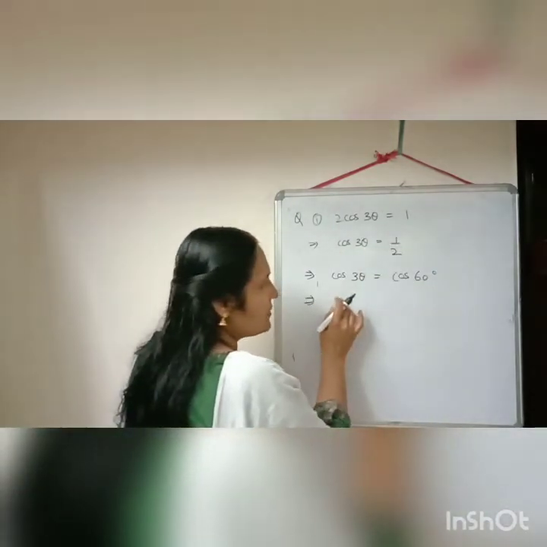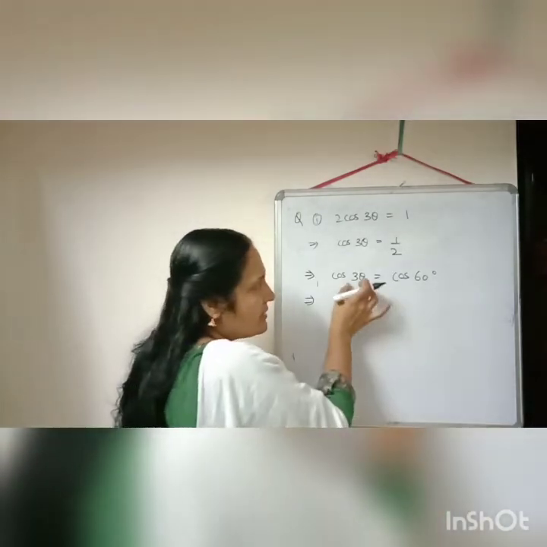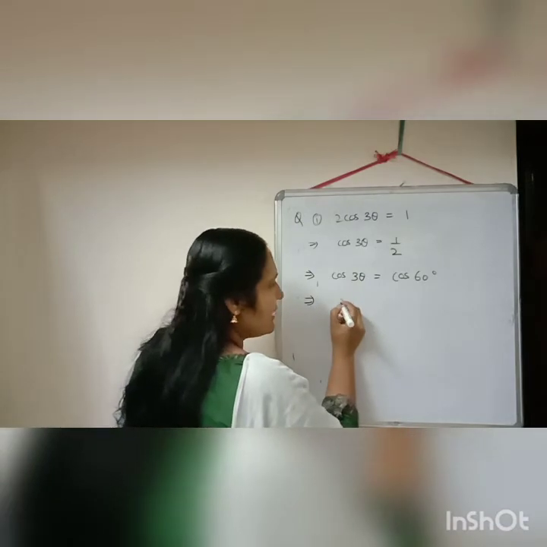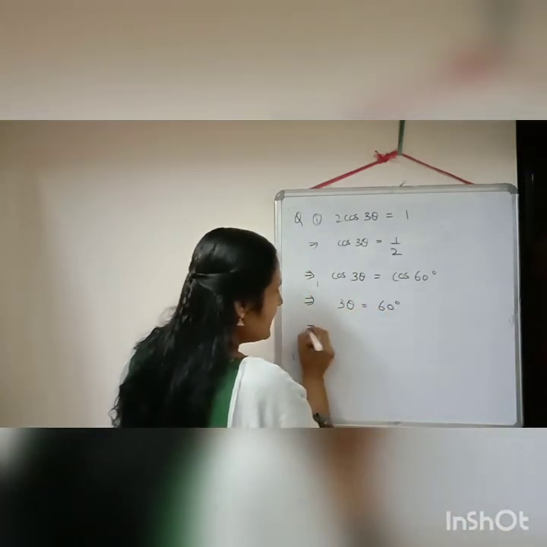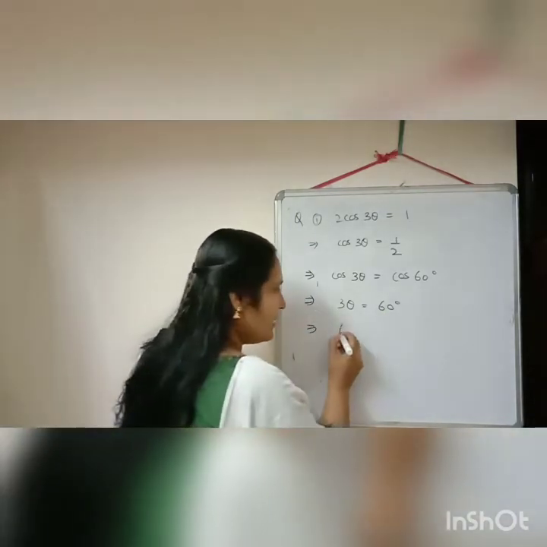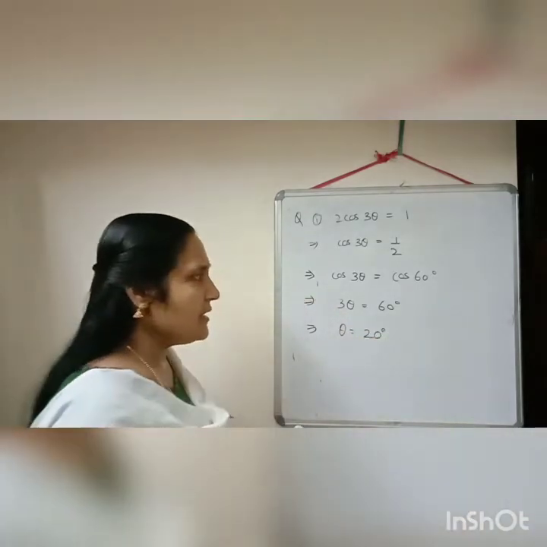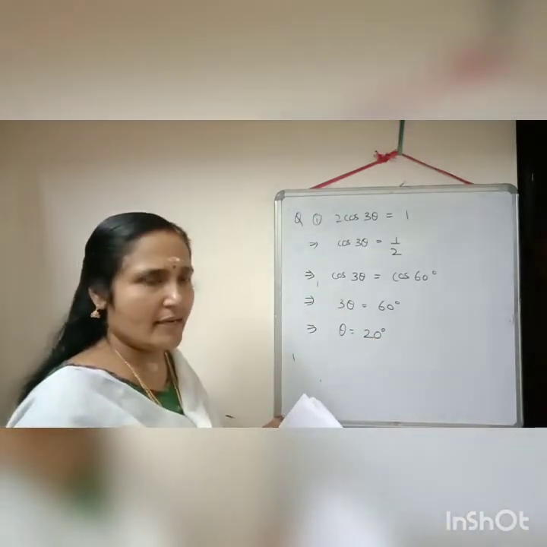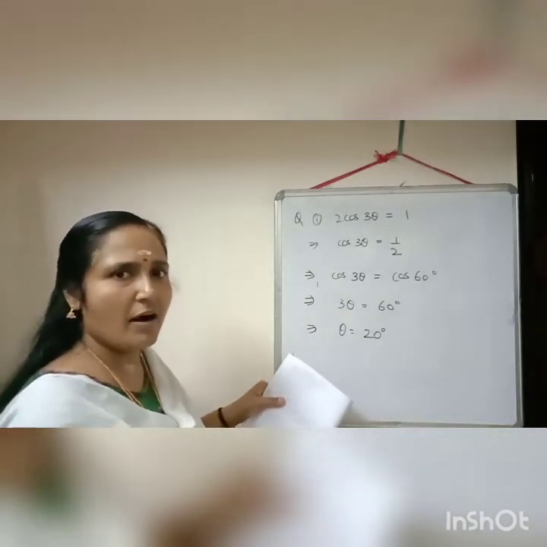So here now the method is cos and cos normally will not get cancelled. The two angles will be equal, so we will equate the angles. 3 theta is equal to 60 degree. Now we can shift this 3 to the right hand side. Then we will get theta is equal to 60 divided by 3, so that will come 20 degree. So solve the following equation means you have to find out the value of theta.